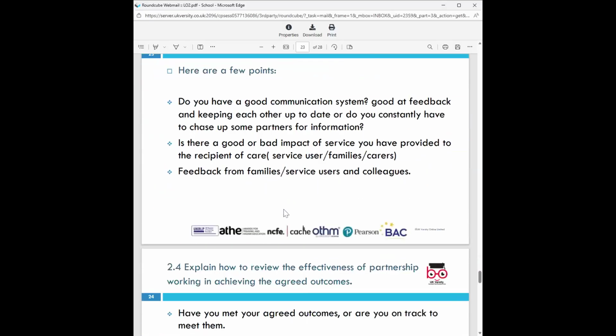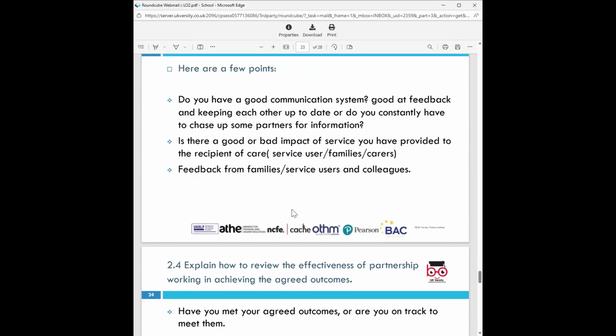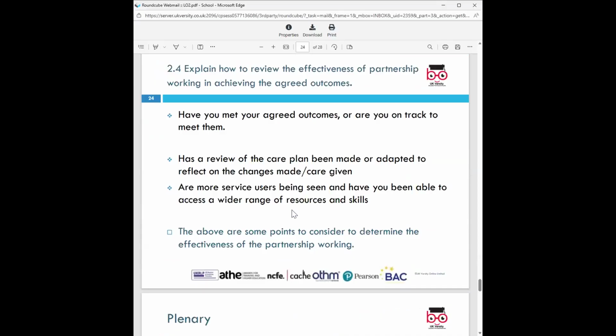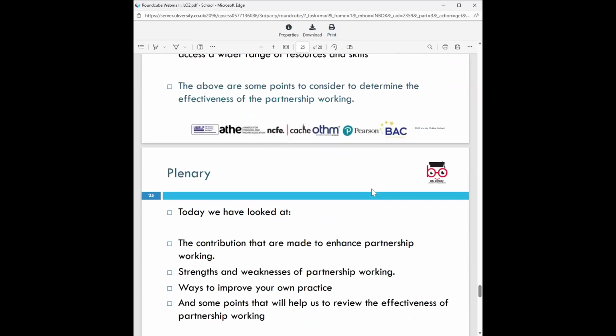Do you have a good communication system? Good at feedback, constantly, working together? Is it good or bad impact on your services? Feedback from families and service users. Have you met your agreed outcomes, or are you on track? Has a review of your care plan been made? And also look at the different points.